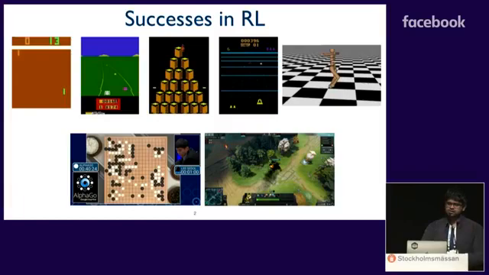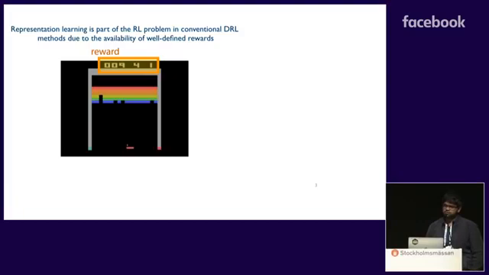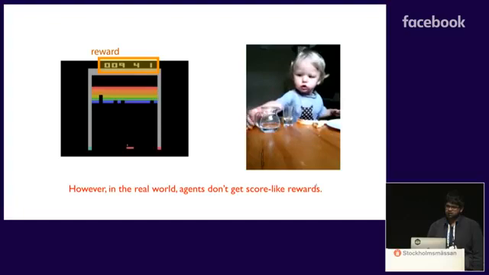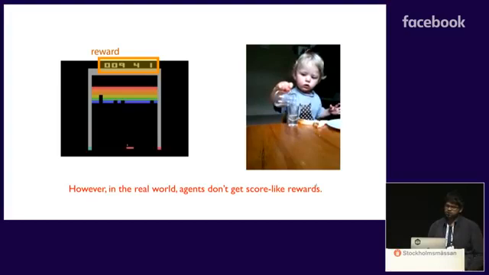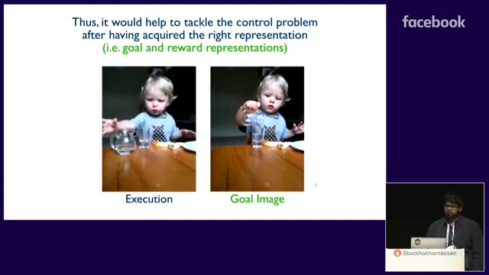So we've seen a lot of successes in using reinforcement learning for simulated environments like Atari games, MuJoCo, Go, and Dota. However, conventional deep RL methods have tried to use representation learning as part of the RL problem due to the availability of well-defined reward functions such as the score on a game console. In the real world, agents don't get such rewards. If you want an agent to pour water from a jar onto a glass, it's hard to have the robot observe the level of water in the jar and the glass. Thus, it would actually help us to tackle the control problem after having acquired the right representation.